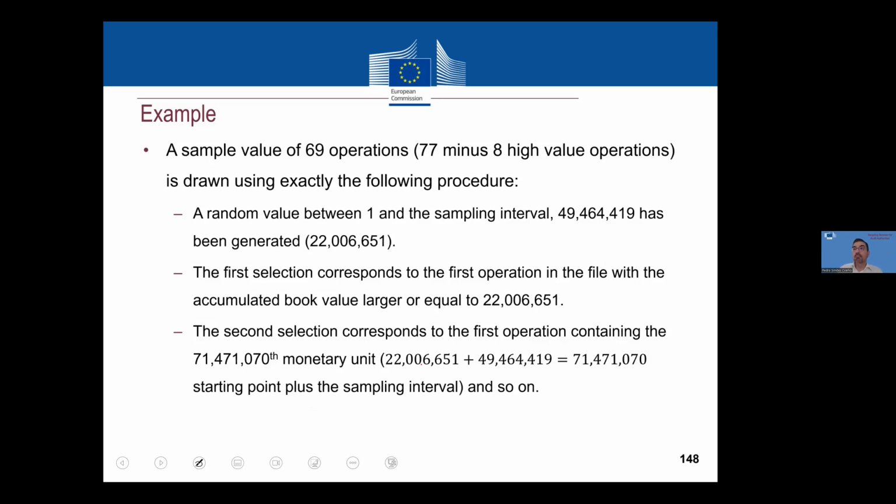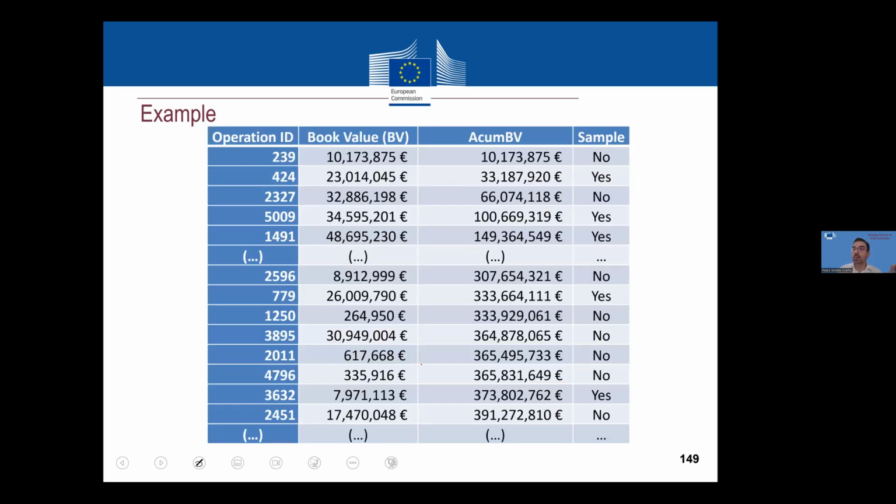By the way, maybe some of you are used to doing this in Excel, others not, but I will show you what for me is the easiest way to do this in Excel. If you have your Excel file with all the operations in the population, I have here the ID of the operation, I have here the book value, and I find it useful to create a third column that is the accumulated book value. What is the accumulated book value?